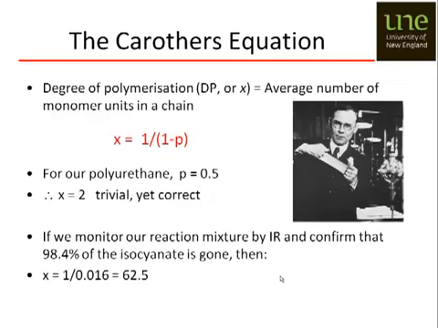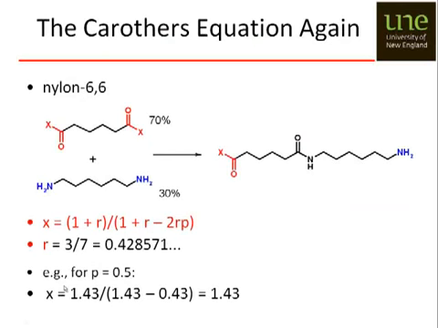So say we had a much more complicated system, and we were looking at the infrared signal arising from that isocyanate group and monitoring that as we went along doing our reaction, taking little samples out, and we confirmed that 98.4% of our diisocyanate had reacted. Then we could put that 1 minus 0.984 into our expression here to find that in that case we would have an average degree of polymerization of 62.5.